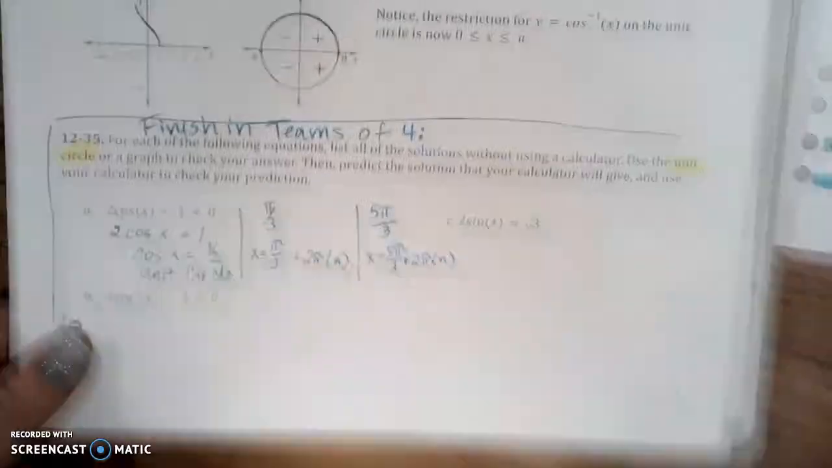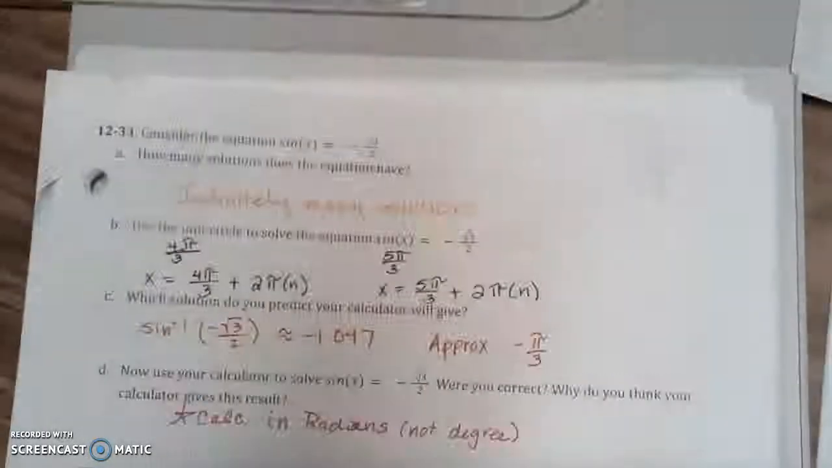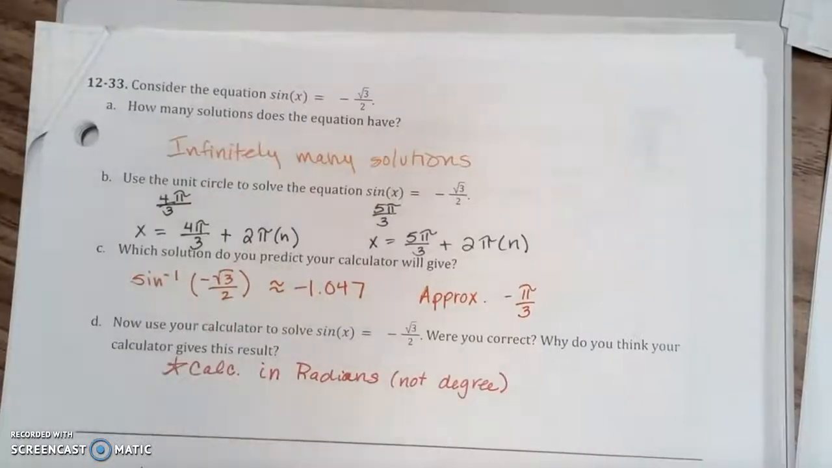All right, up at the top of page 11 is question 33, which says, consider the equation of the sine of x where it is equal to negative square root of 3 over 2. How many solutions does the equation have? So it is going to have infinitely many solutions because they're going to repeat every cycle.